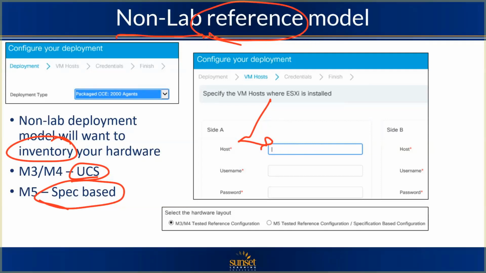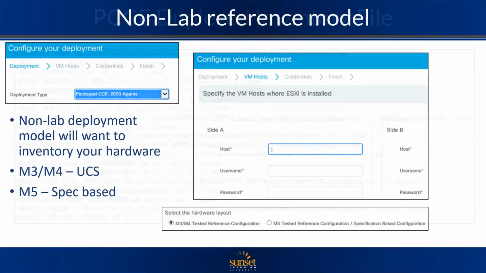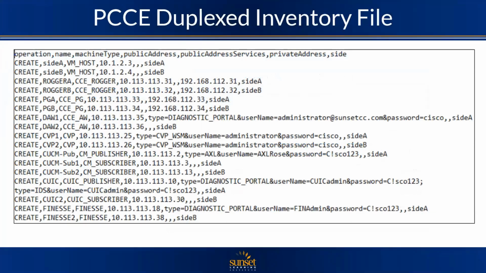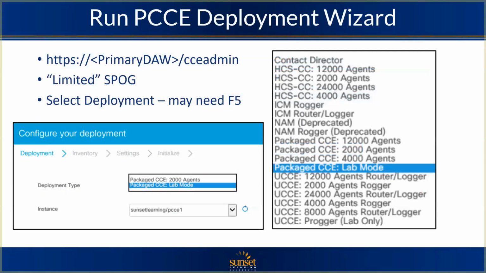The lab version asks you to put that same information in there, but doesn't actually go out and do an inventory of what you've actually got built. So that's the difference. You also have to specify whether or not you're doing spec-based or UCS reference model. The next question that comes up, if I can back up just 2 pages here to our example we're going to go with, we're going to do this packaged lab mode only.